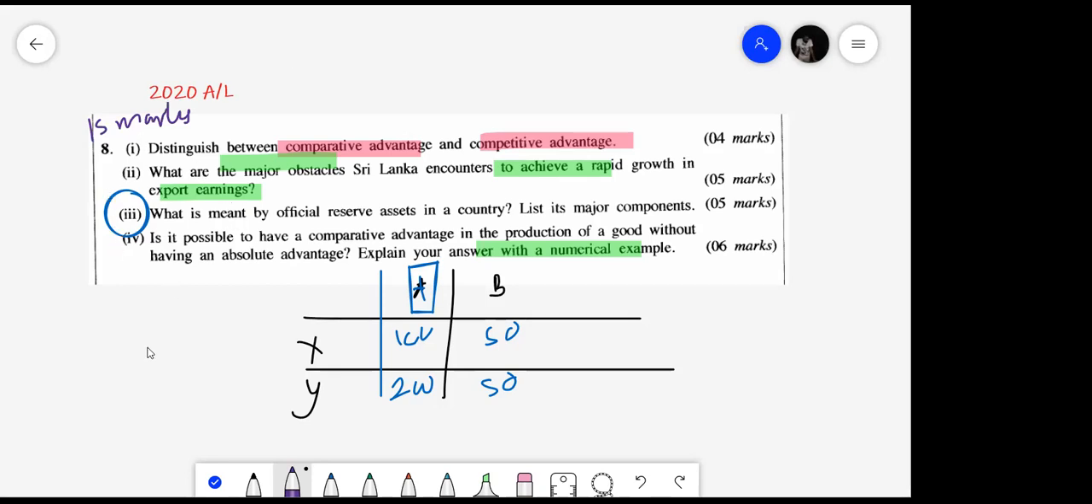Even 15 marks means even one part, if you don't know, it's fine. So in this one, maybe this third one is the one that you don't know. Others, you know, comparative, competitive, obstacles for exports, and this one you all know. So maybe for this one, you get only 1 or 2 marks, let's say. You don't know much, right? So let's say you get 15 marks each for the 2 questions you write from part B.